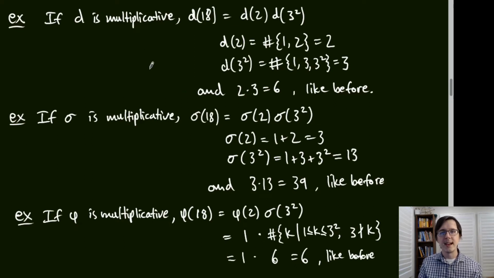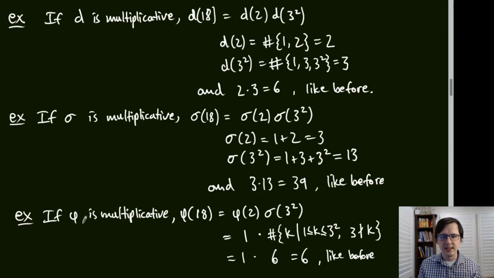Let's look at some examples that might make us believe that these functions are multiplicative. So d of 18. If it's multiplicative, then we can write it as d of 2 times d of 3 squared. D of 2 is 2 because the only factors of 2 are 1 and 2. And 3 squared, the factors are 1, 3, and 3 squared. So that's 3, and 2 times 3 is 6, which is what we saw before. What about sigma? If it were multiplicative, we could apply it on 2 and 3 squared and multiply. Then sigma of 2, so 1 plus 2 is 3, just adding up the factors in these lists. And sigma of 3 squared is 13. And 3 times 13 is 39, which was what we got before.